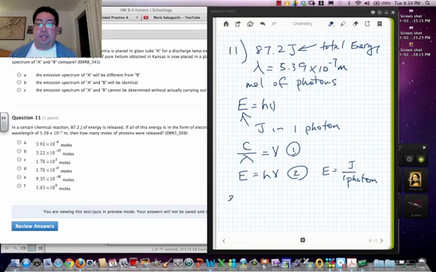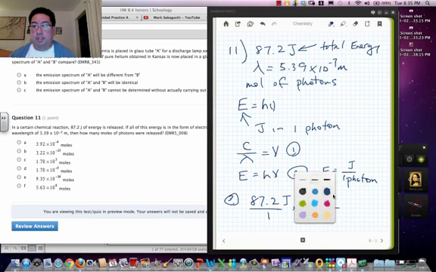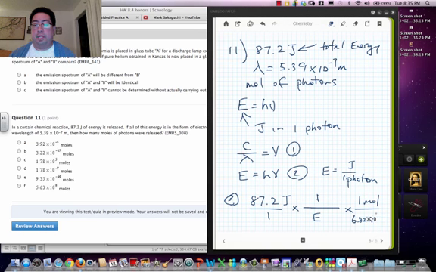In step 3, you take 87.2 joules over 1, and then you take the inverse. So you do 1 over your answer from E, the reciprocal of E, and then you multiply by 1 mole over 6.02 times 10 to the 23rd photons. I know it seems weird, but this is how you would do it.